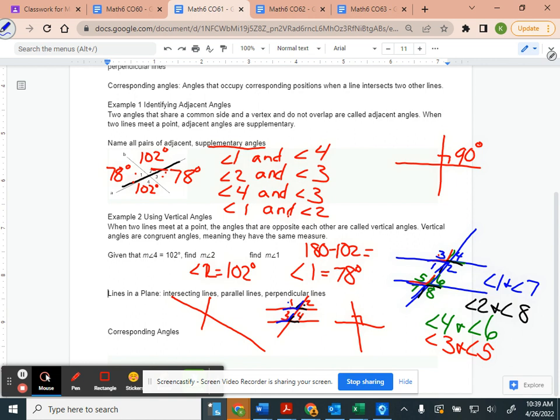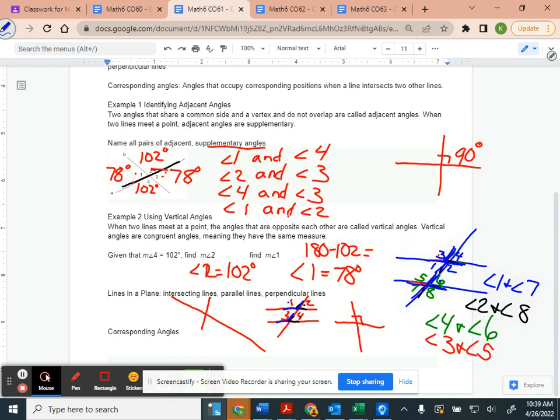They cannot be corresponding because corresponding angles, look, Anthony, corresponding angles share the same positioning, above and to the right, above and to the right. We can't do 6 and 8 because 6 is above and 8 is below. They're not in the same placement. So there are only 4 combinations of corresponding angles in this example. So we found them all. Okay. Do you understand the difference between corresponding and adjacent?